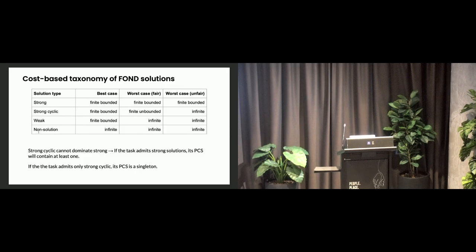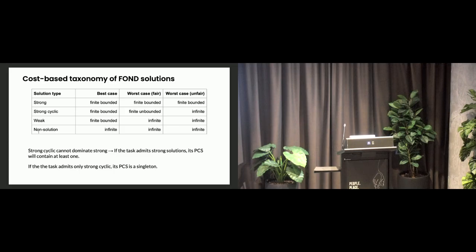So the only possibility for a strong cyclic policy to be in the Pareto frontier is to have minimal best case. No? Yeah. And of course, you don't compare with FOND planners. Probably it's not going to work too well with FOND benchmarks. If you try to do that, it should be looking for strong policies, if there are strong policies and things of that sort.